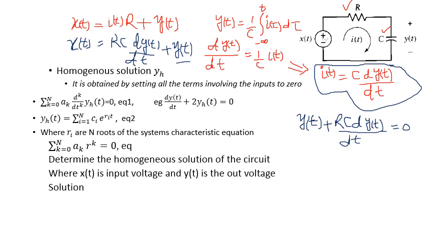Because we are finding the homogeneous solution, I'll put a subscript h here, right? So that signifies this is the homogeneous solution, so it will be y_h of t, and again I'll write h here, right? It signifies this is the homogeneous solution. So I hope you're clear, right?